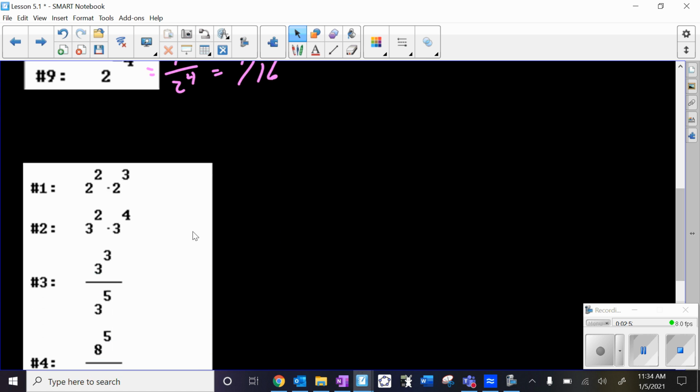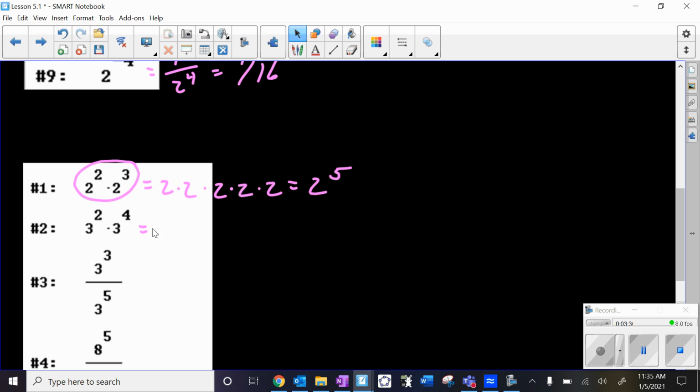A few more exponent rules that we have. 1 and 2 are pretty much identical. This first one is saying 2 squared times 2 to the 3rd. Well, 2 squared is the same thing as 2 times 2, and 2 to the 3rd is the same thing as 2 times 2 times 2. If I add up all these 2's, that means I have 5 of them, so it's really the same thing as 2 to the 5th. If I go back to the original, to get 2 to the 5th, I would just add my exponents. If I have like bases, we add exponents.